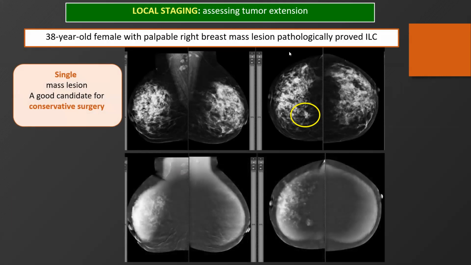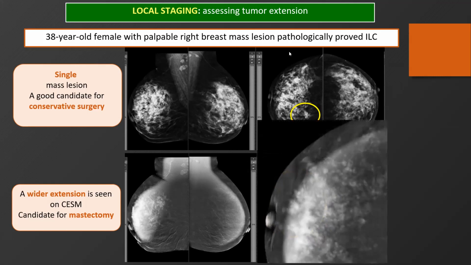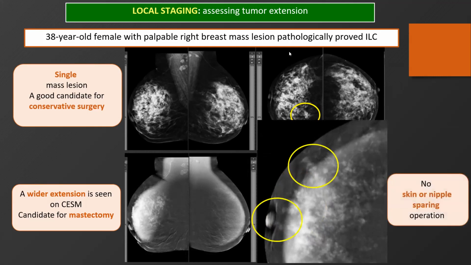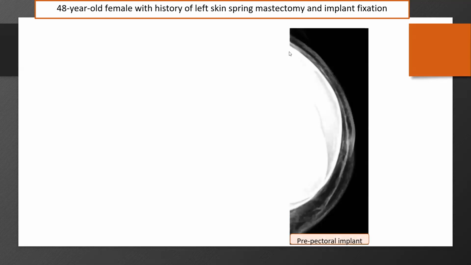I need to perform a contrast. We did the contrast mammogram, and what do you see? There's a much wider extension of the lesion on the contrast mammography. And I think in this case, mastectomy is the only solution. But she's young, Dr. Ma, she's 38 years old. Does she have a chance to perform skin-sparing mastectomy? No, I don't think, Rasha, because the tumor lesions are seen extending into the subcutaneous fat and reaching the skin. So this is not a candidate for nipple sparing, and mastectomy was the only solution for her. Yes, for her.